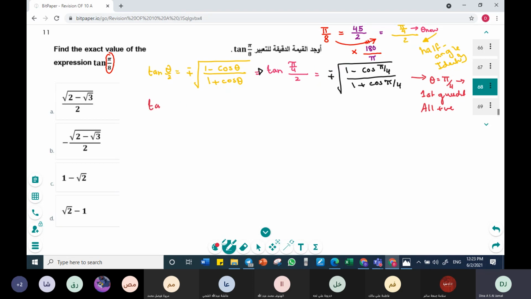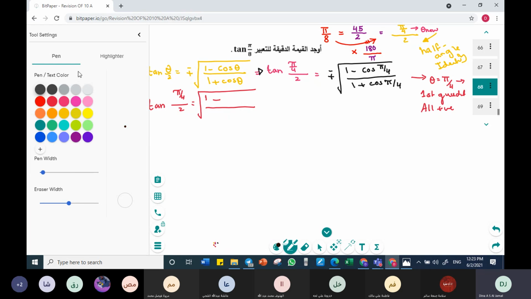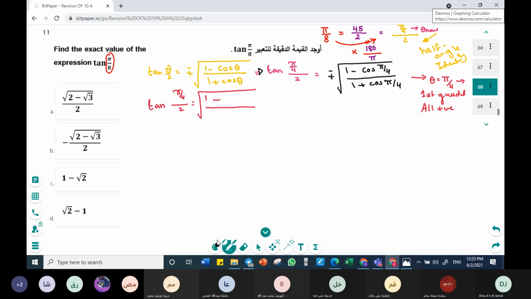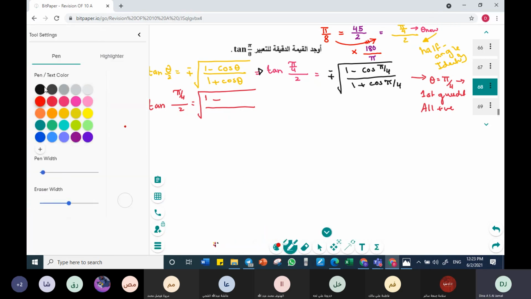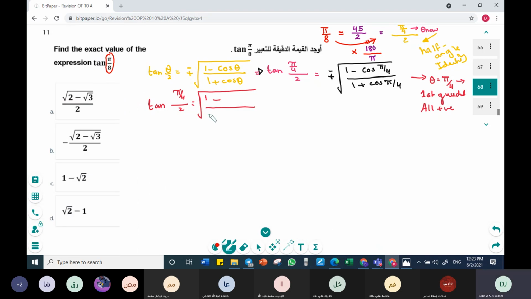So now let's have a look. Tan pi over 4 all over 2 is equal, now a positive value of square root of 1 minus, now find for me cosine pi over 4 or cosine 45, and 1 plus cosine 45. Yes, square root of 2 over 2. Great.